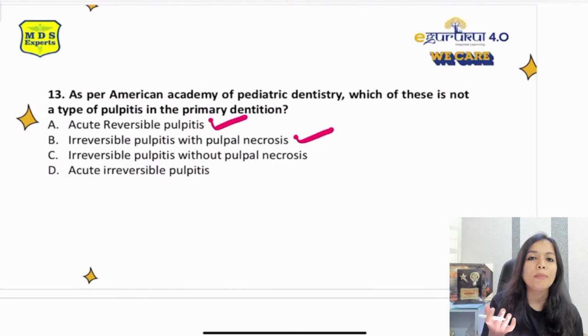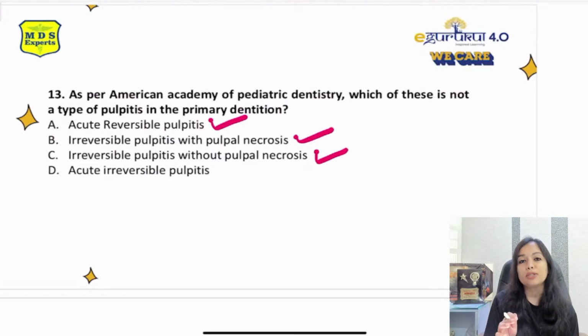Very commonly you come across patients who come with a nice swelling in the gums, and then they'll say that it has been decayed since a very long time, and now there is a swelling on the gums. So that is irreversible pulpitis with pulpal necrosis. Then irreversible pulpitis without pulpal necrosis.